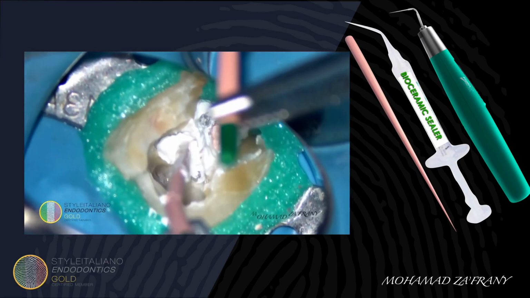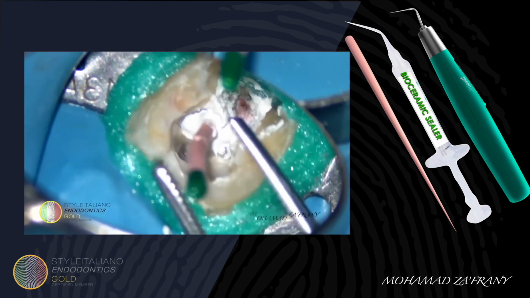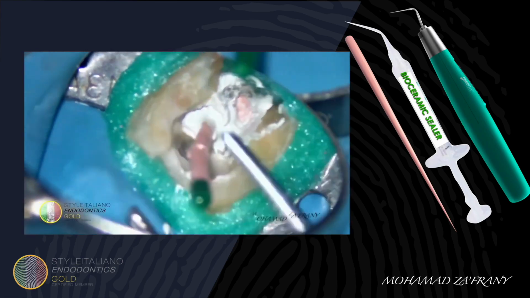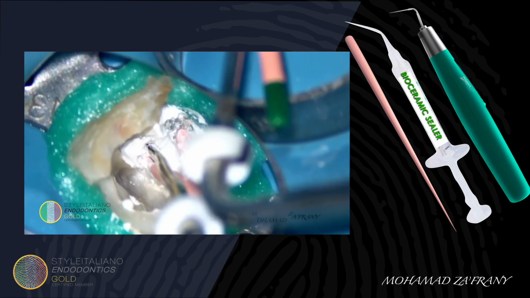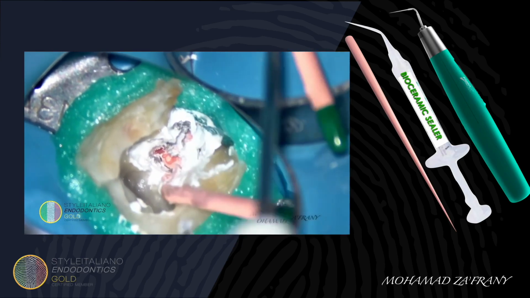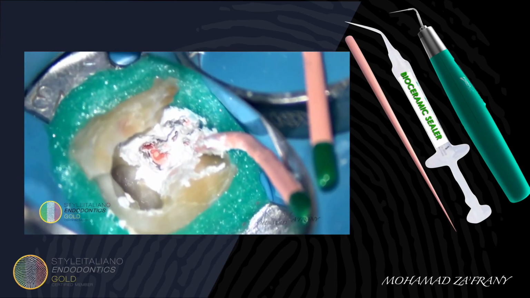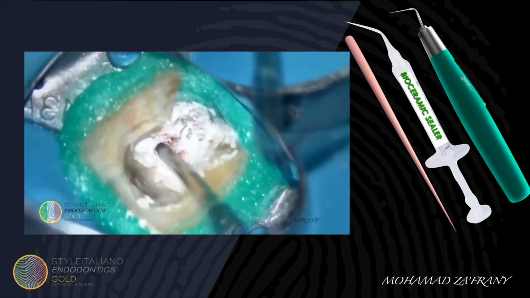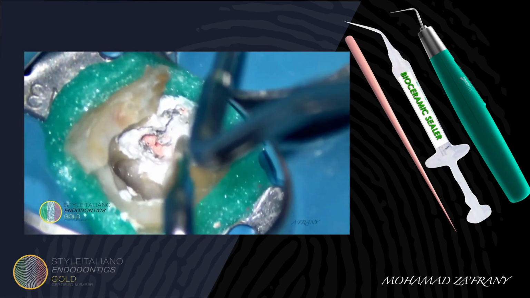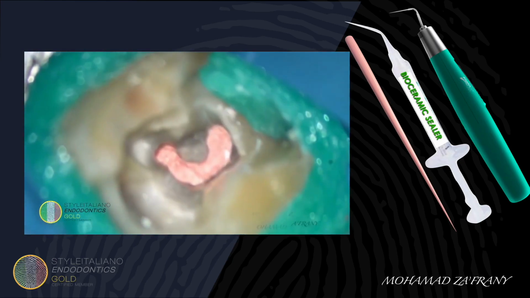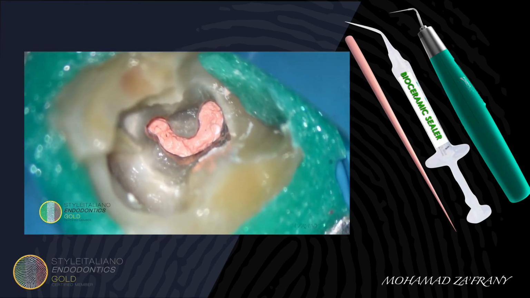Master cone in the mesial canal. Cutting the master cone at orifice level. Compaction using a suitable plugger. And here is the case after completing obturation, and you can see that we have nicely filled the C-shaped canal.